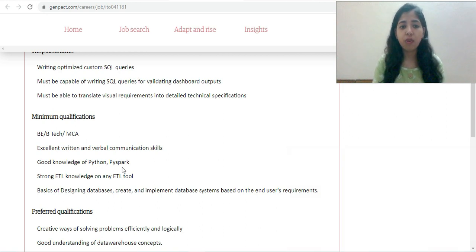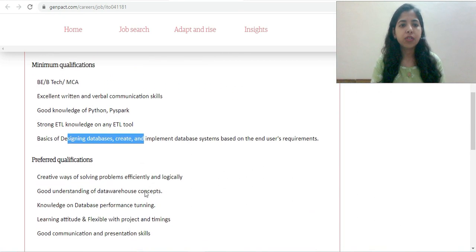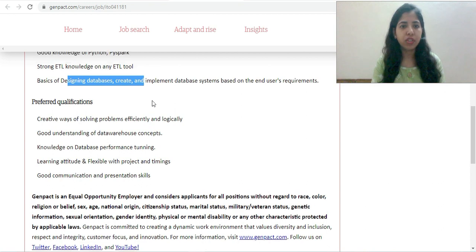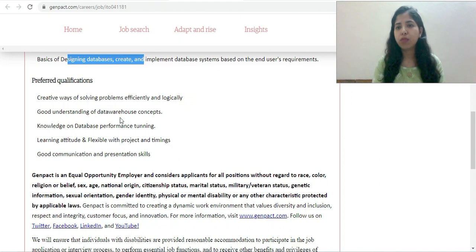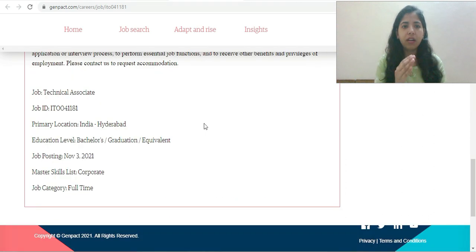And yes, basics of designing databases and creating and implementing database systems based on end user requirements. You should know these basics. Preferred qualification, like I said, is graduation or MCA, and creative problem-solving skills. You should have an understanding of concepts like data warehouses, and knowledge of data performance tuning, etc. You can go through the details, and you should be flexible with projects and timings. So this was all about the Technical Associate profile, and the location will be Hyderabad.